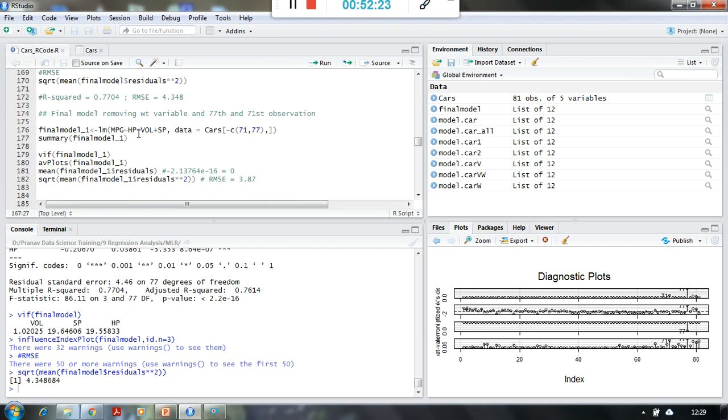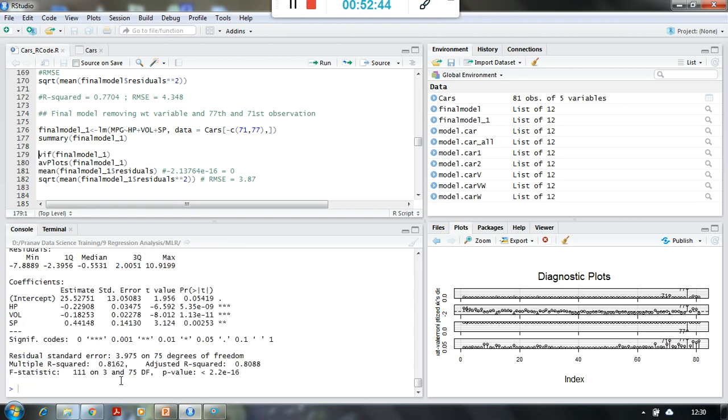Now what I'm going to do is, after writing this model which has given me 0.7704 R square value and RMSE of 4.348, I'm going to drop the weight column and also drop the 71st and 77th observations, rewrite the model, check the summary and look at that. Now the R square has increased to 0.8162. My volume coefficient has become significant. Okay, now let us check the VIF value.